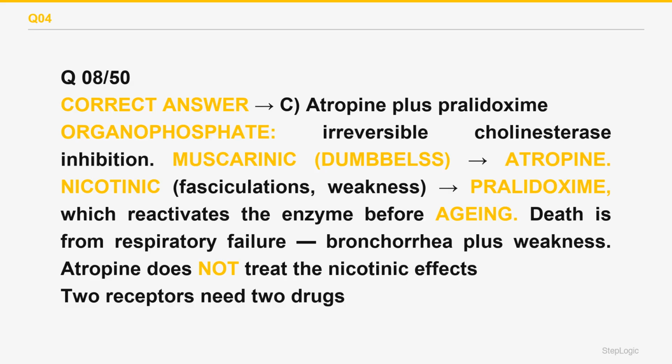The urgency of pralidoxime rests on a specific chemical event worth knowing. After a period, the organophosphate enzyme bond undergoes aging and becomes permanent, after which reactivation is impossible and recovery awaits synthesis of new enzyme over weeks. Choice B names the opposite drug. Physostigmine is itself a cholinesterase inhibitor and would deepen the poisoning, making it a dangerous distractor rather than merely a wrong one. If you see cholinergic excess with fasciculations, then give atropine and pralidoxime together.